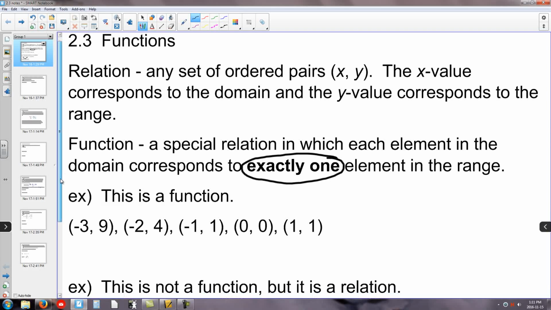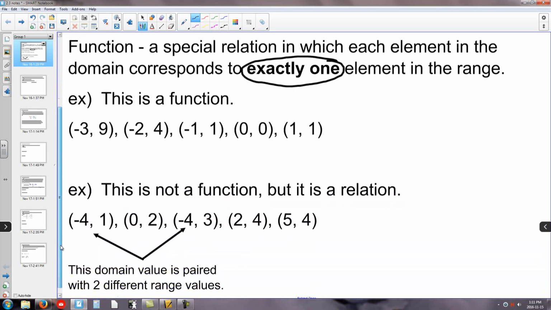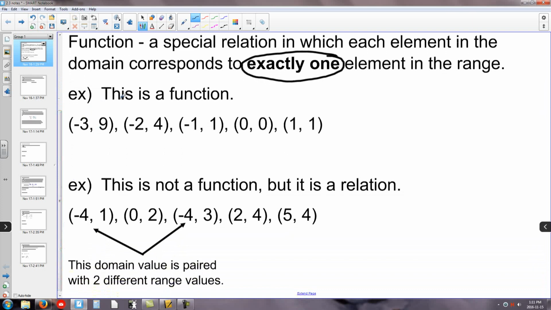So if we look at the x values here on this first function, -3 goes to 9, -2 goes to 4, -1 goes to 1, 0 goes to 0, and 1 goes to 1. Each x value has its own y value. It's okay for the y values to match on different parts, but you can't have -1 going to two different results. Because -1 only goes to 1, we're okay.